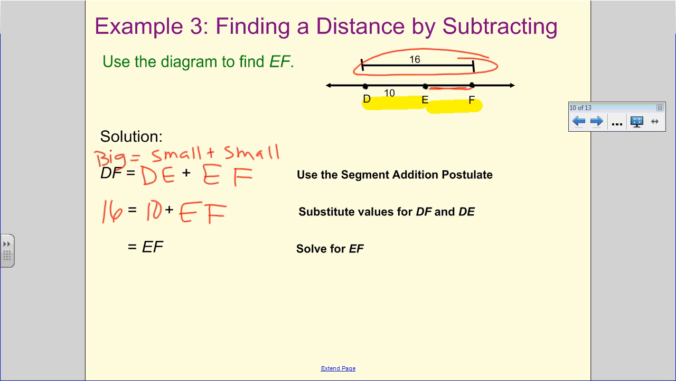Now I want to solve. We're using basic algebra, so we're going to subtract 10. And this could just be mental math, but we know that EF is 6. We don't have any units here, so all we can do is call it 6.